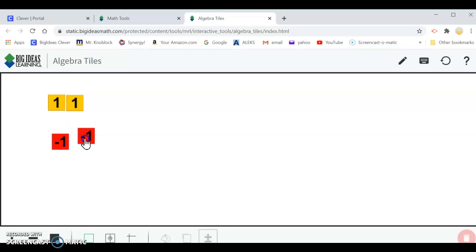So these are the algebra tiles we're going to use. Later on in algebra, we'll use the x and the x squared tiles, but we just need the ones and the negative ones. And just to show you something that will be coming up in a minute, a positive and a negative cancel each other. See how they disappear? So just something for you to know.